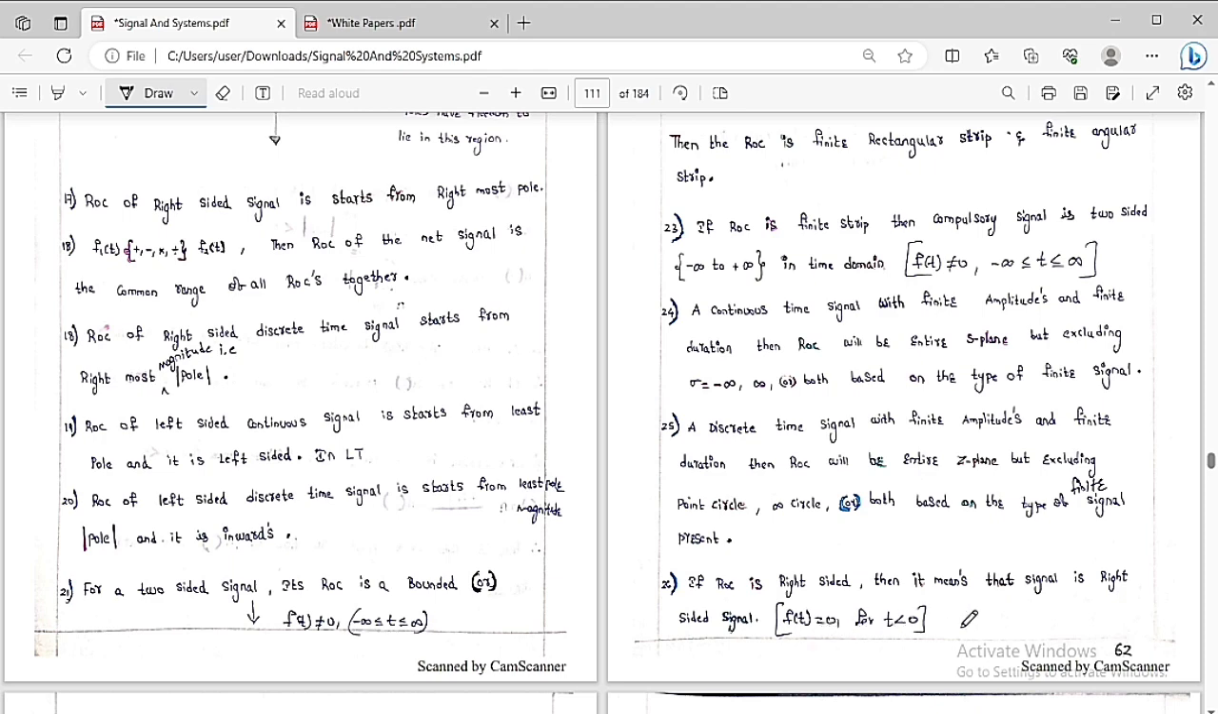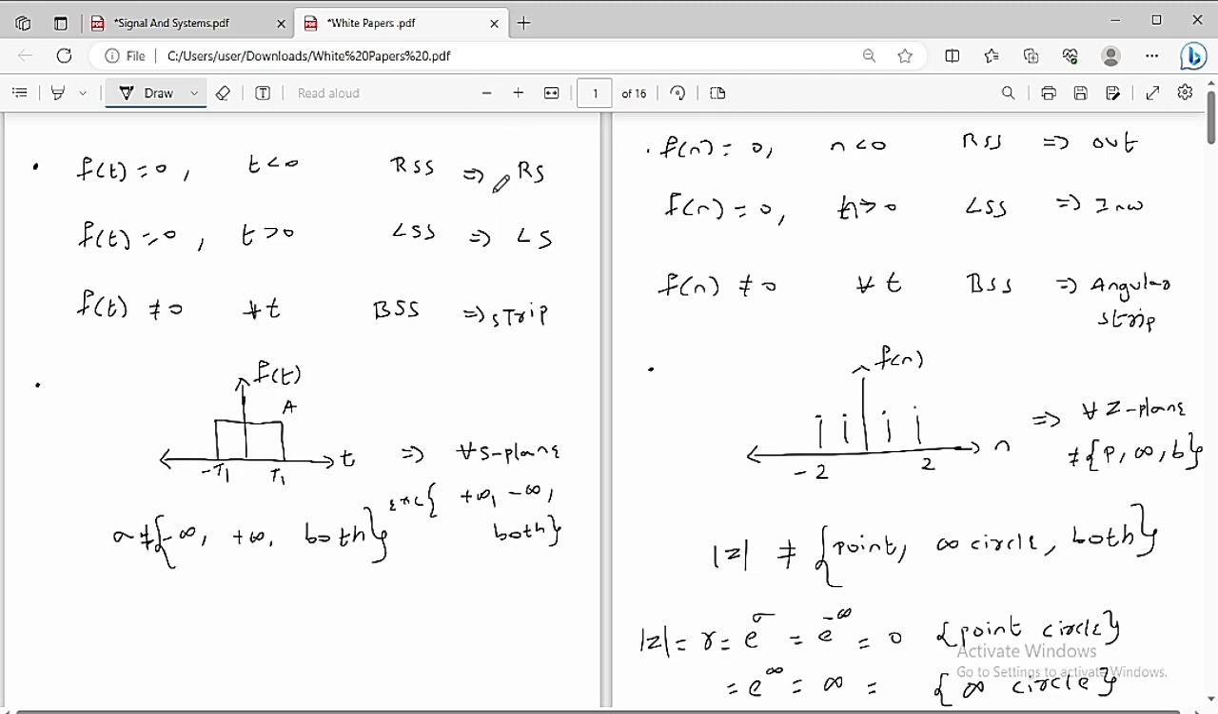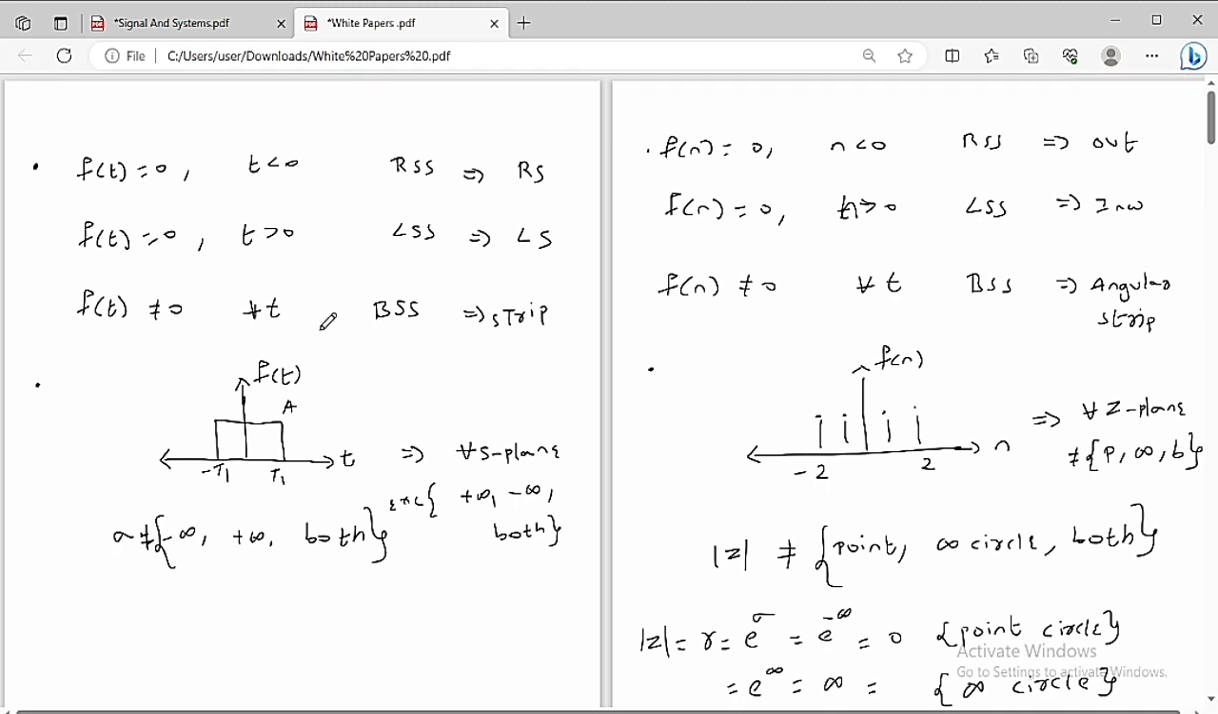f(t) is equal to 0 for t less than 0. The same thing I will prove for you. Suppose the ROC is toward the right side, it means the signal is a right-sided signal. If the ROC is toward the left side, by default we can say the given signal is a left-sided signal. If the ROC is a rectangular strip, we can say by default that the signal is a two-sided signal or both-sided signal. If the ROC is all over the plane, excluding either plus infinity or minus infinity or both, by default we can say it's a finite duration signal.